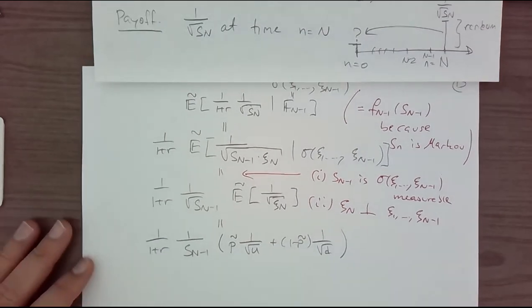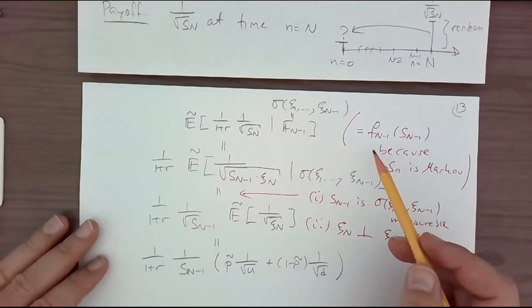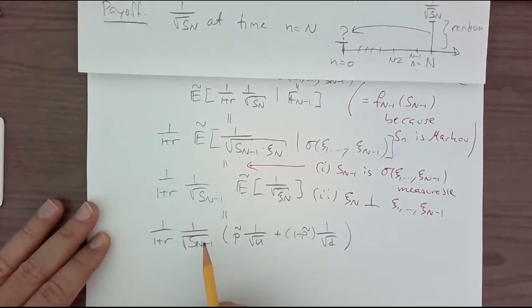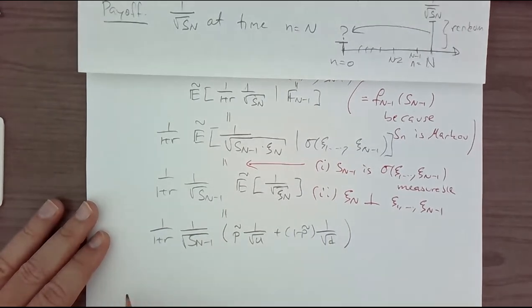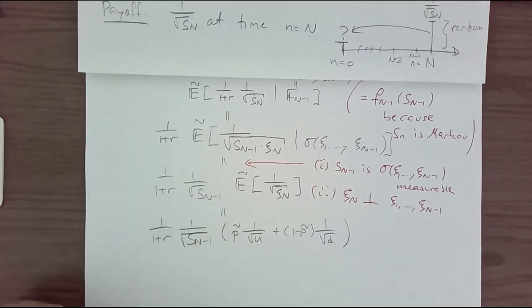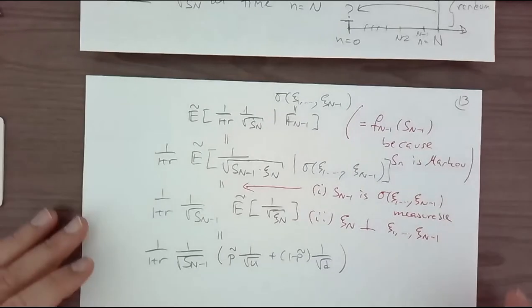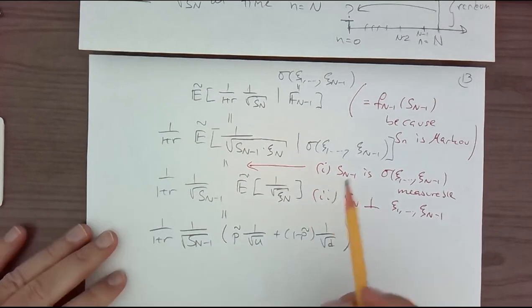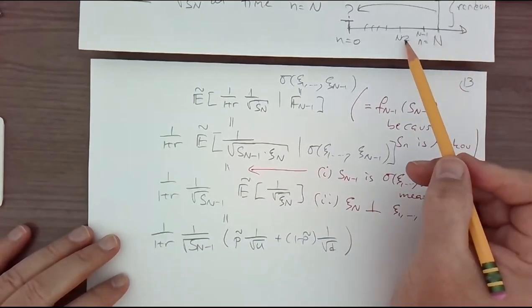Yes, so we have that. This is my function of Fn minus 1, because you can see the only random component that's left here, and I'm missing that square root, is the square root of Sn minus 1 down here. Any questions on these slides here? It looks good. So that took us from time n to time n minus 1.